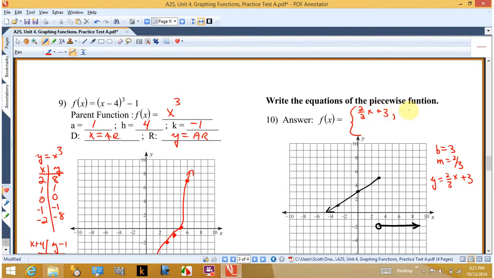So that would be 2/3 x plus 3. And that would be if x, and we can see that all the values are x's less than or equal to this x value here of 3. So if x is less than or equal to 3. For the other little line, you can see that it's just the line y equals negative 2. And it's going to be for x values where x is greater than 3.